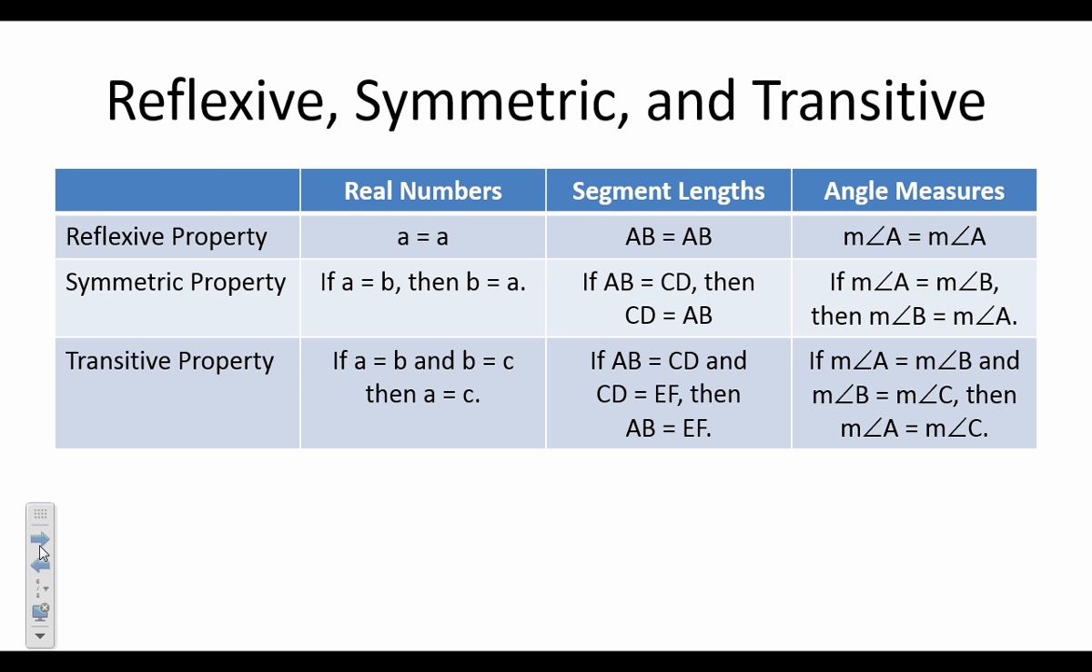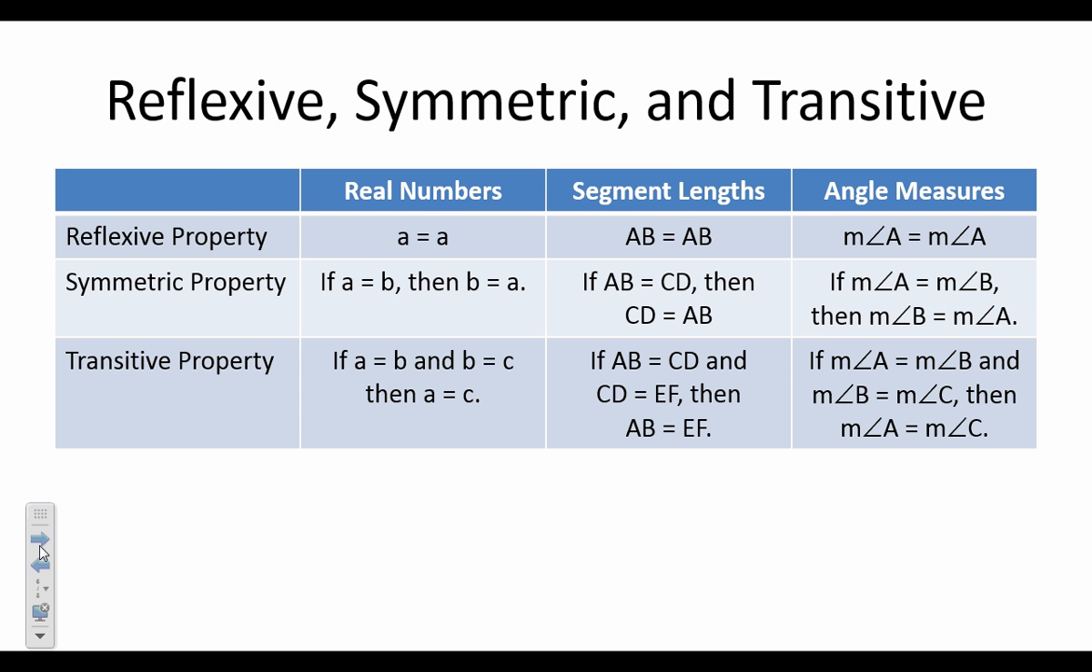Well, if the distance between A and B equals the distance between C and D, and the distance between C and D is equal to the distance between E and F, we have to conclude that the distance between A and B equals the distance between E and F. Okay? And it works with angles too. A lot of letters. And it's a mouthful, right? It would be a lot easier just to say AB equals CD.